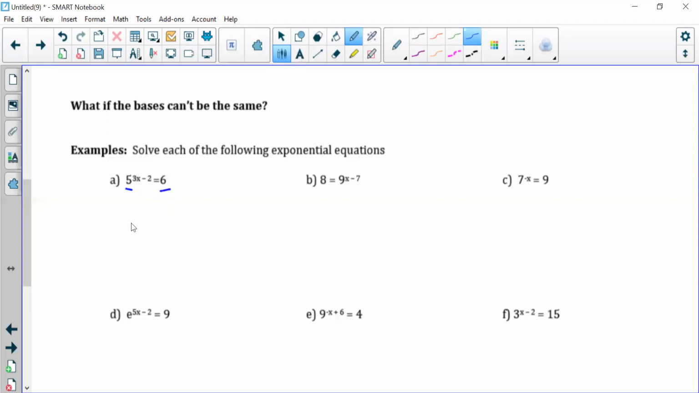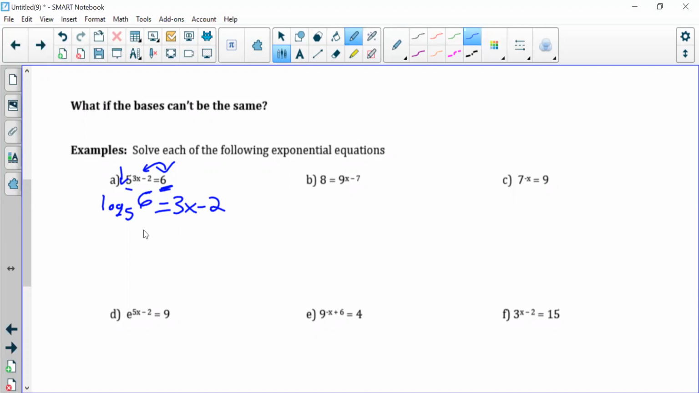Okay, so what we're actually going to do is convert them to logs, and then we're going to use the change of base formula. All right, so remember when we're converting to logs, we take this and this, we change their places. This is our x, it becomes the exponent. This reverts to a base. So I have the log base 5 of 6 is equal to 3x minus 2.